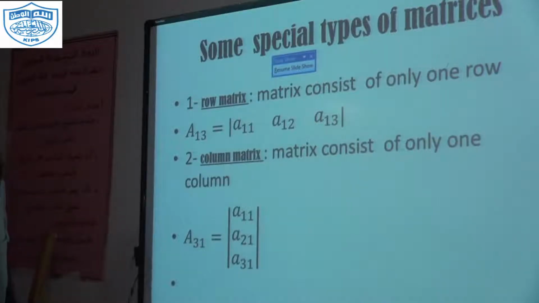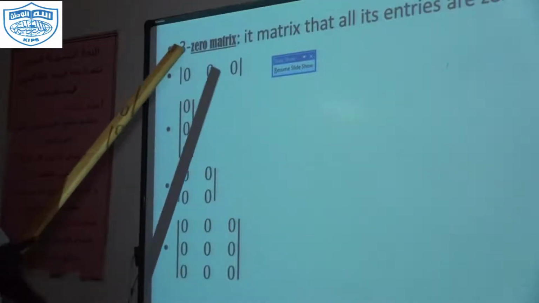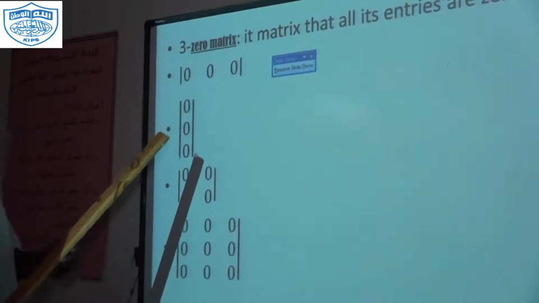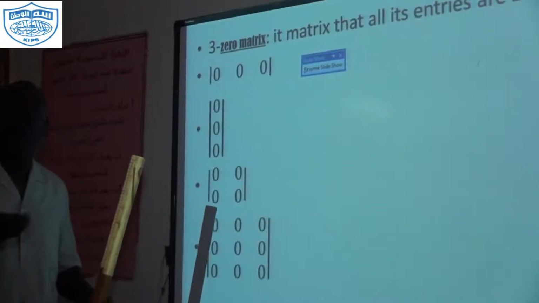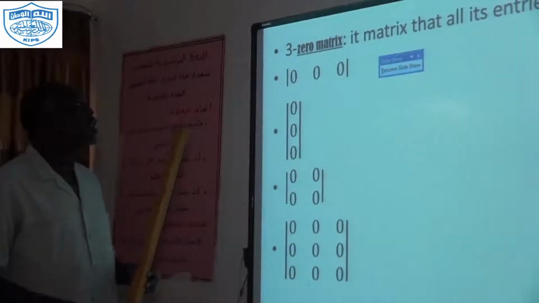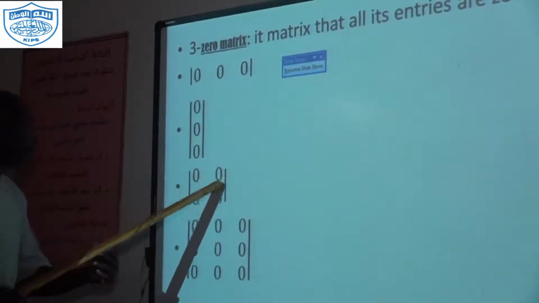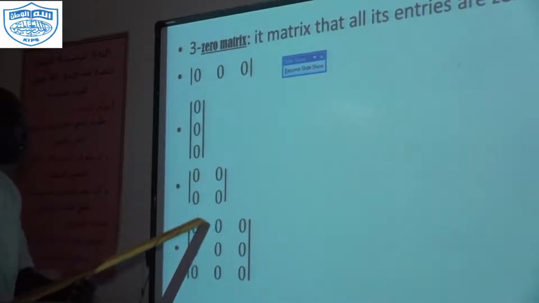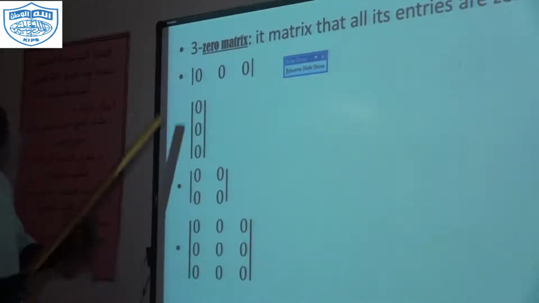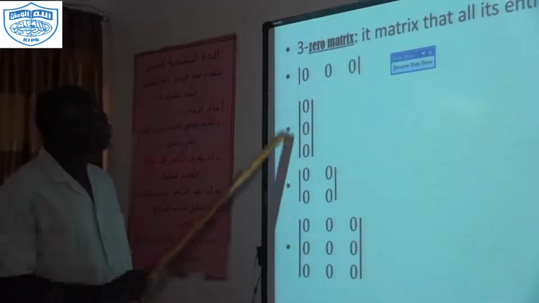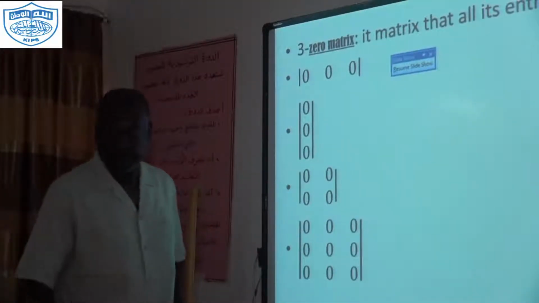Also, we have another type of matrix, the zero matrix. This zero matrix is a matrix in which all its entries are 0. I mean that all its elements are 0. It doesn't matter if it is a row matrix, a column matrix, or a square matrix, 2 by 2 or 3 by 3. But its entries are zeros. We call this matrix the zero matrix.